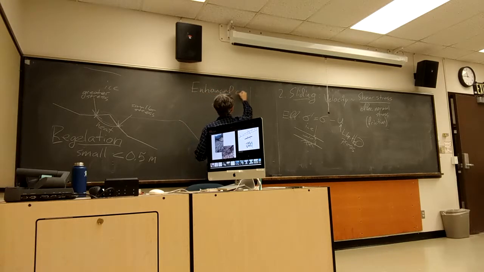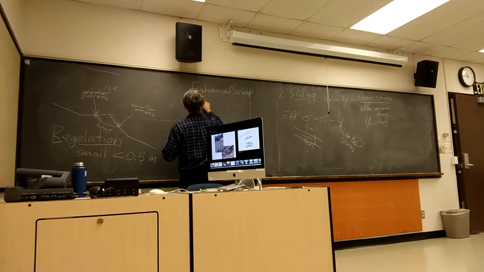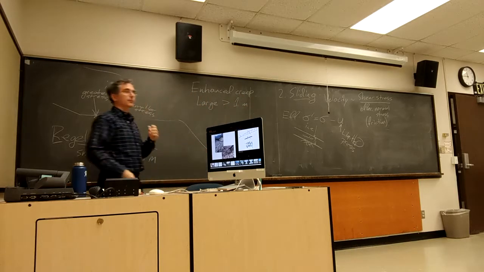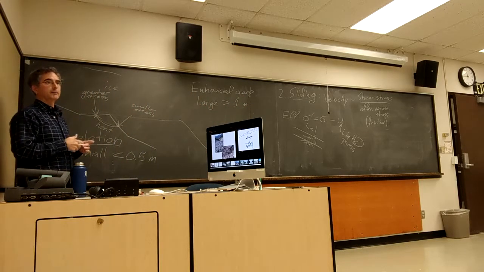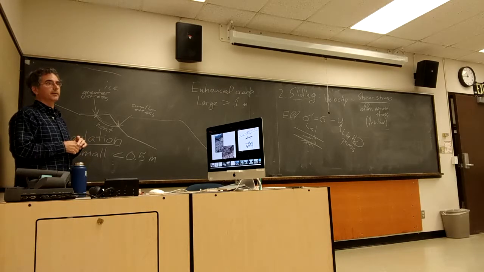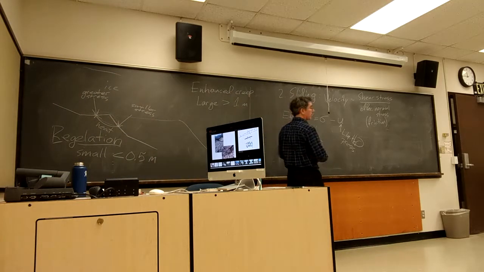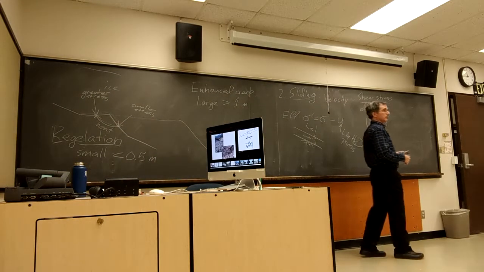Love that term. And that's for large bumps, definitely greater than a meter. That leaves us with an in-between bump that neither trick works on. And so the medium bumps are why glaciers don't slide when they don't slide.